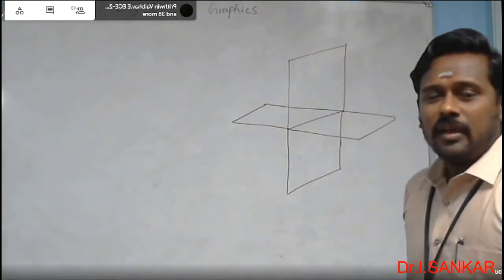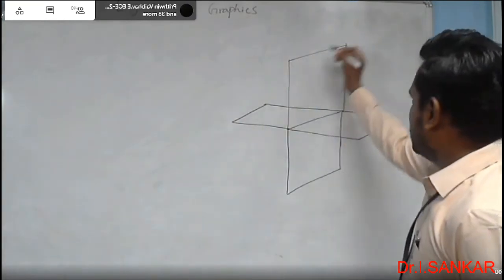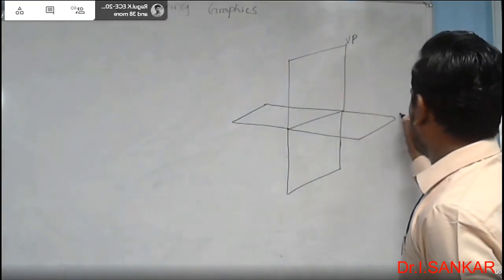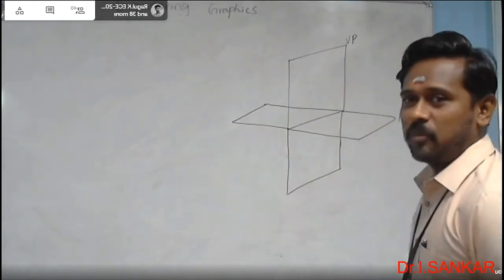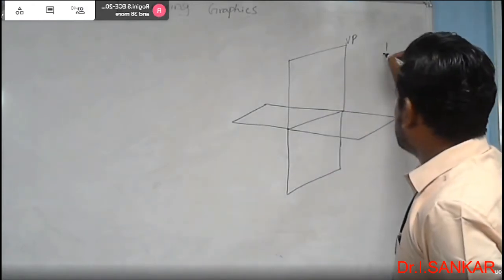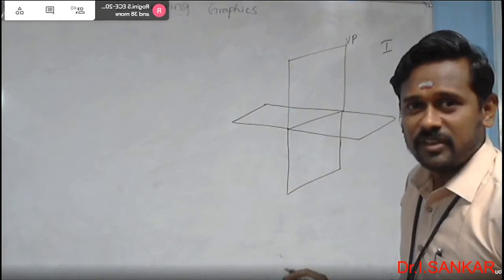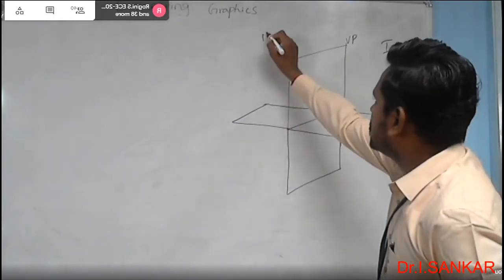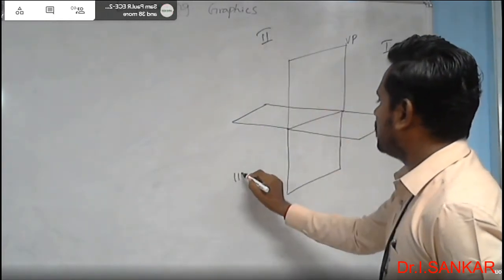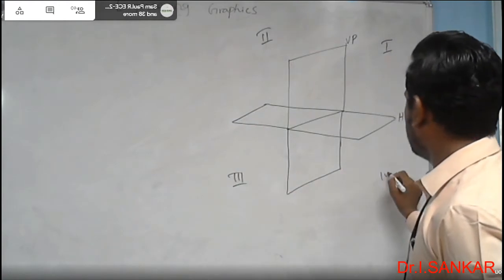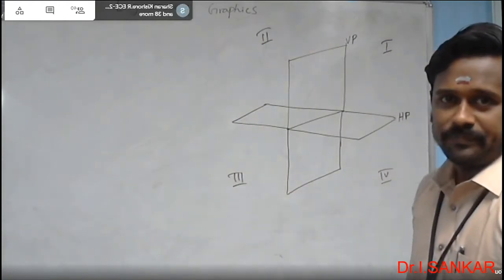Our horizontal plane and vertical plane. So this is nothing but your vertical plane, that's nothing but your horizontal plane. This space is first quadrant, okay, that space termed as second quadrant, and here we are having third quadrant, and there we are having the fourth quadrant, okay.